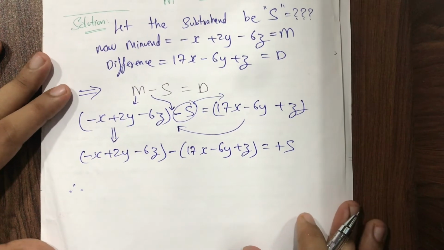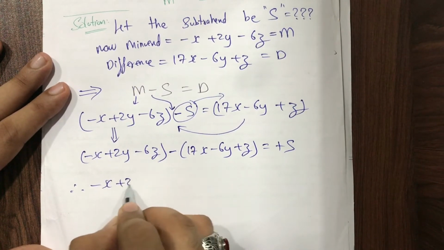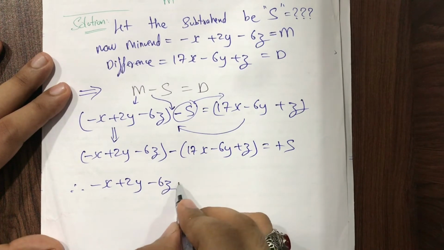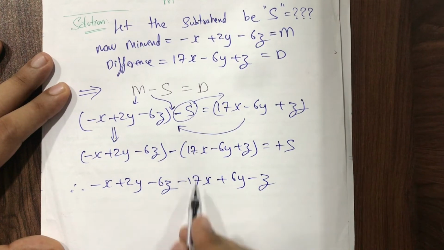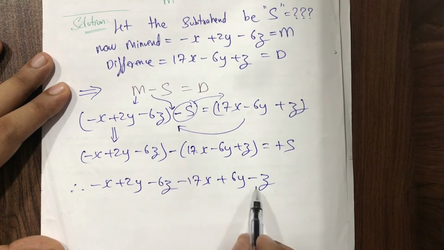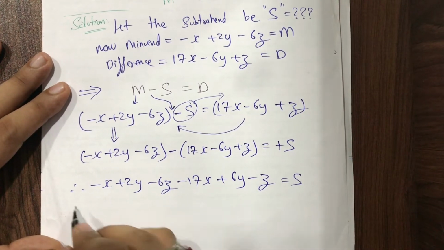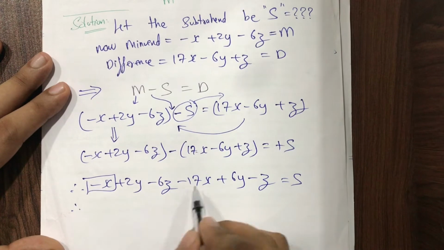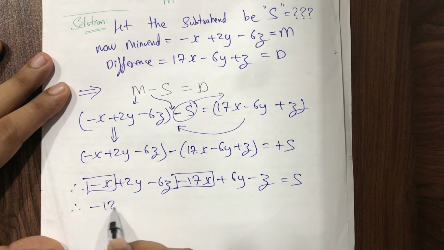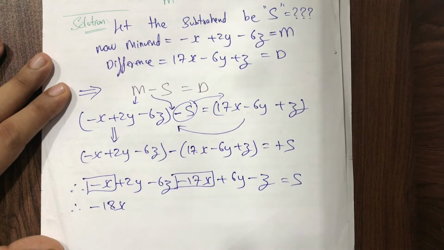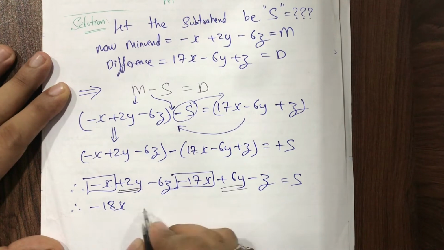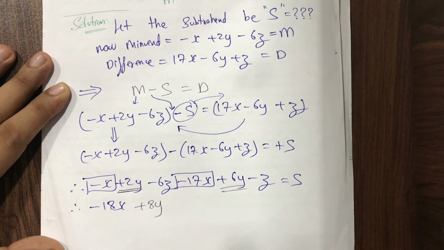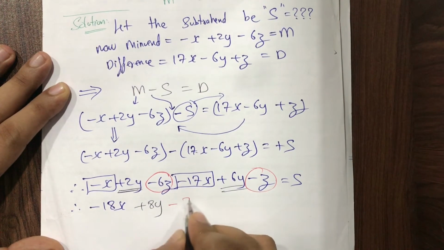Therefore, now I'll open up the brackets. Minus x plus 2y minus 6z minus 17x plus 6y minus z is equal to capital S. Therefore, here I have minus x, here I have minus 17x. So minus 18x. Next, here I have plus 2y, here I have plus 6y. This comes to be plus 8y. And then at the last I have minus 6z and minus z, which comes to be minus 7z.